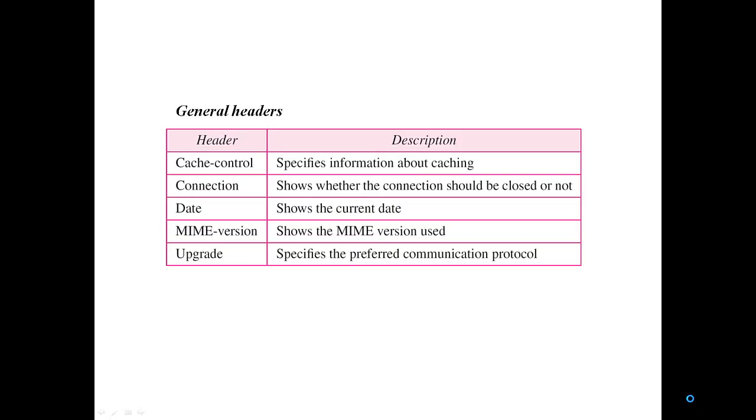General headers: Cache-Control specifies information about caching. Connection shows whether the connection should be closed or not. Date shows the current time and date. MIME-Version, we've already talked about MIME types, so this is just going to tell you what the current MIME version is. And Upgrade specifies the preferred communication protocol.